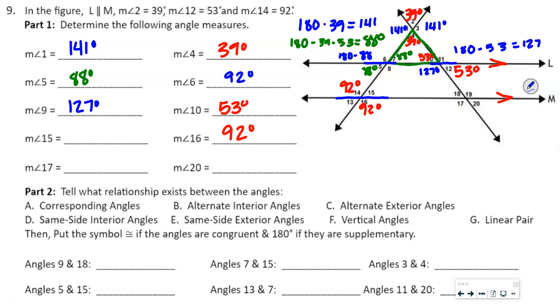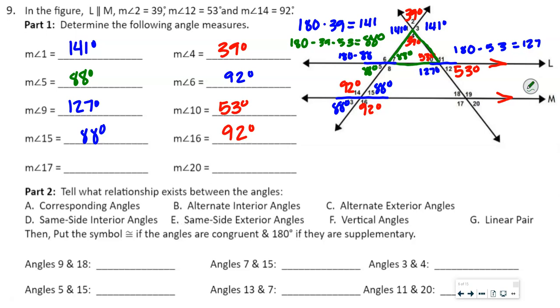So can't we find angle 15 by subtracting 92 from 180? Indeed, so that would be 88 degrees, right? So if this is 88, its vertical angle down here is 88, right? Okay, so what are we going to do over here where we have angles 17, 18, 19, 20?